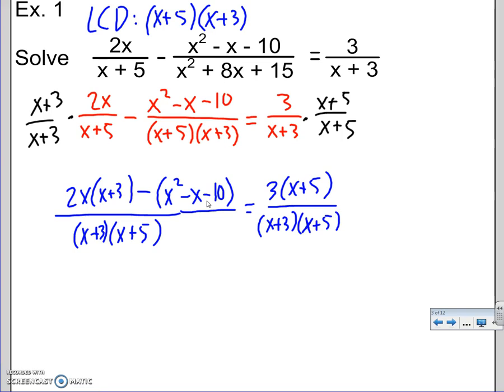Find our restrictions. What can x not be? So, set the denominator equals 0. X cannot be negative 3 or negative 5. Because that's negative 3 right there, that's negative 5. Here's a repeat, the same thing.